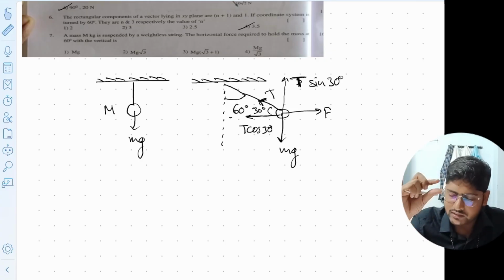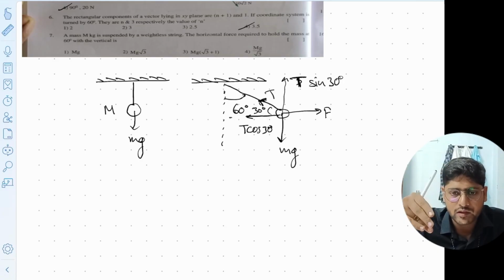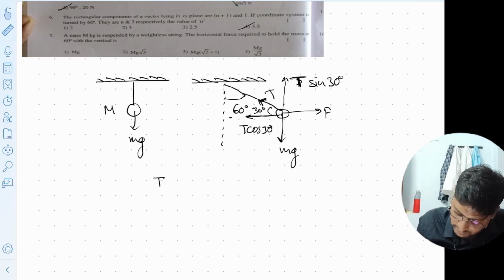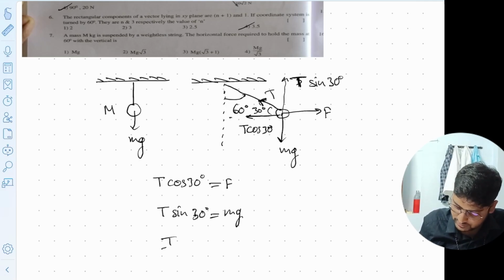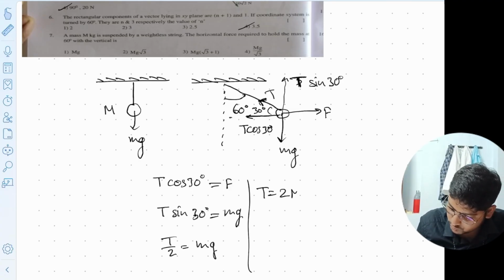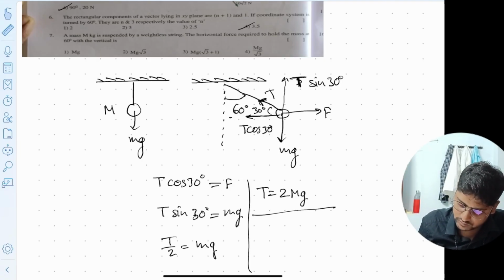Now it is holding, means no movement, means rest position. So upper side force will be equal to down side force, left side force will be equal to right side force. So T cos 30 degree will be equal to F, and T sin 30 will be equal to mg, and sin 30 equals 1 by 2, means T by 2 equals mg, means T equals 2 mg.